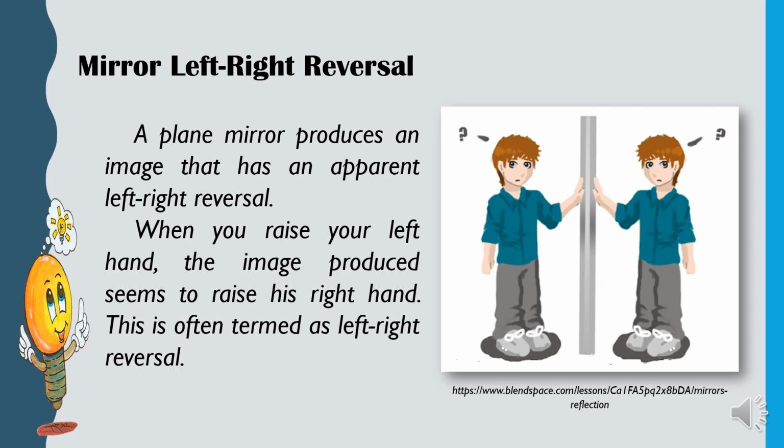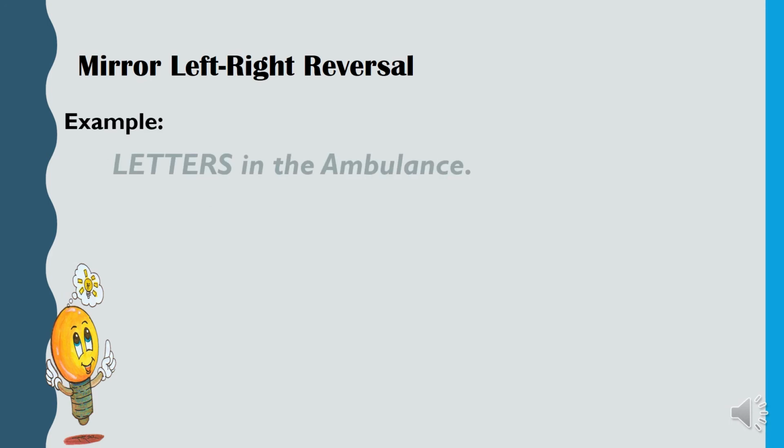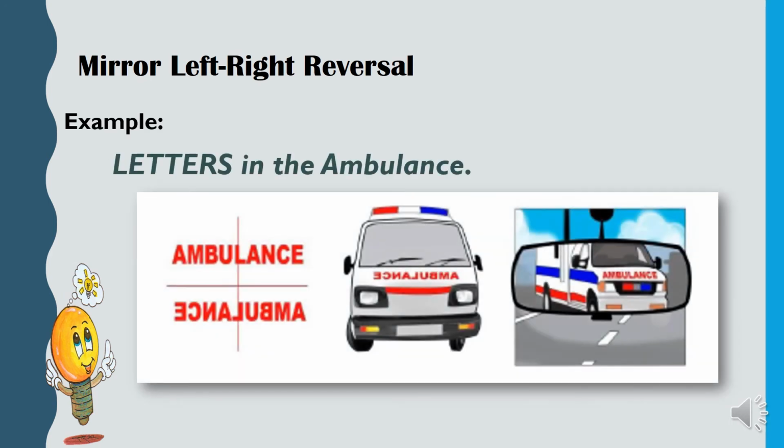A plane mirror produces an image that has an apparent left-right reversal. When you raise your left hand, the image produced seems to raise his right hand. This is often termed as left-right reversal. Example of mirror left-right reversal is the word ambulance in an ambulance car. It is written in reversed manner so that the reflected word will be read correctly on the side mirror of the vehicle in front of the ambulance car.